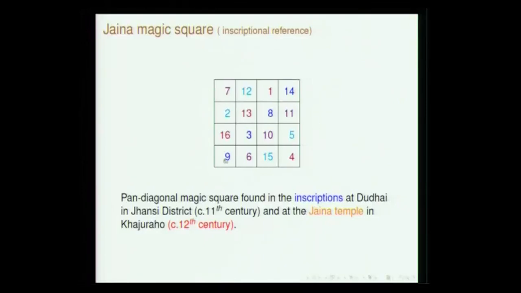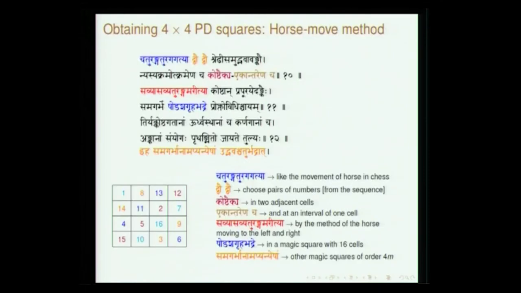We also find the magic square in inscriptions. For instance, in this Jhansi district, in the Jaina temple, you find this magic square, and this magic square is again one of the 384. So if you have a pan diagonal magic square, it has to be one of the 384 which Narayana discusses at great length.